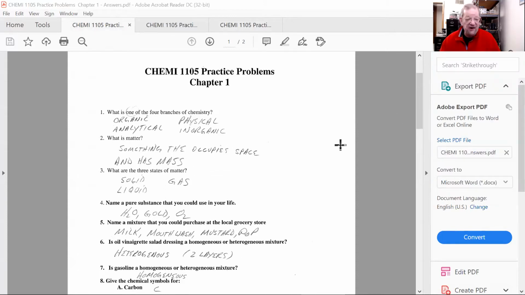Before we start, after test 1, hint, you'll understand why I call these practice problems. All right, name one of the 4 branches of chemistry. Organic's the best, but there's also analytical, physical, and inorganic. What's matter? Something that has mass and occupies space. Ooh, this is a good one. Remember, we practiced that.